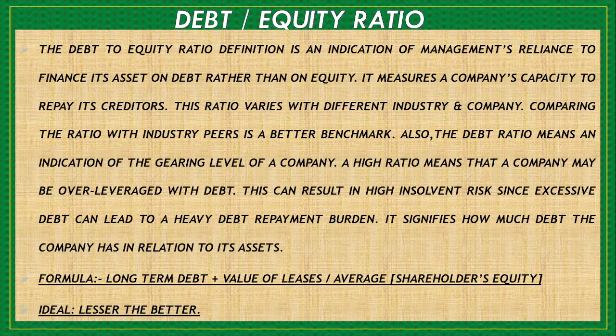ratio means an indication of the gearing level of a company. A high ratio means that a company may be over-leveraged with debt. This can result in high insolvency risk since excessive debt can lead to a heavy debt repayment burden. It signifies how much debt the company has in relation to assets. Formula: long-term debt plus value of leases divided by average shareholders' equity. Ideal: lesser the better.